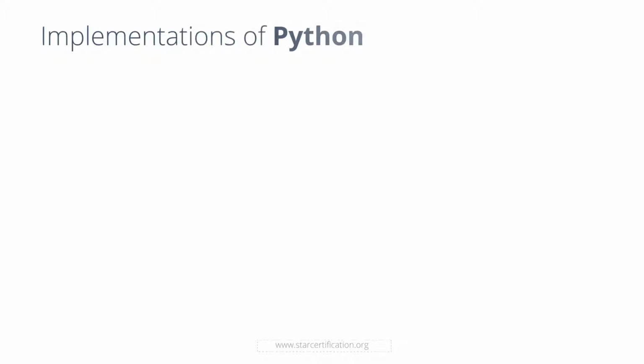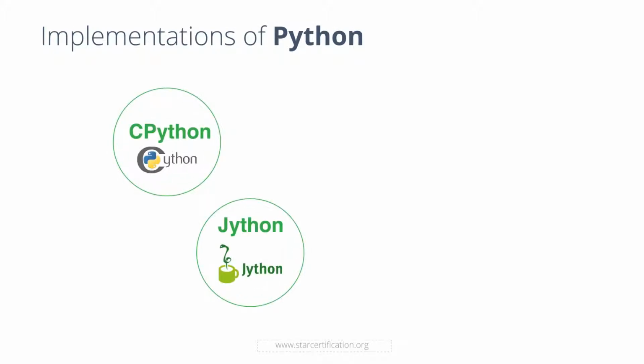There are two prominent implementations, CPython and Jython. Along with these, there is a secondary implementation, Python.net. The same Python language is used by all implementations. However, the way the programs are executed differs.